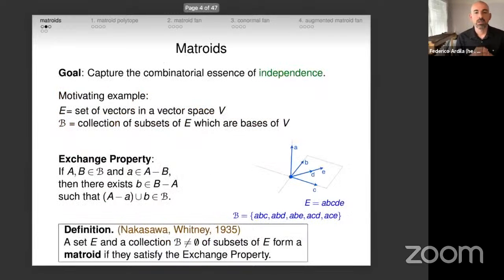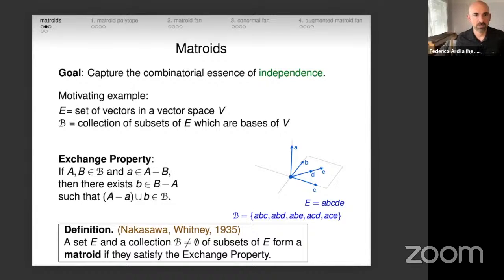Okay. So to begin, let me just give a brief introduction to matroids. So the idea of matroids is that they are combinatorial objects that are supposed to capture the combinatorial essence of independence. There are many notions of independence in mathematics, and matroids get at what these notions have in common. The motivating example, which is what gave birth to the theory, is coming from linear algebra.